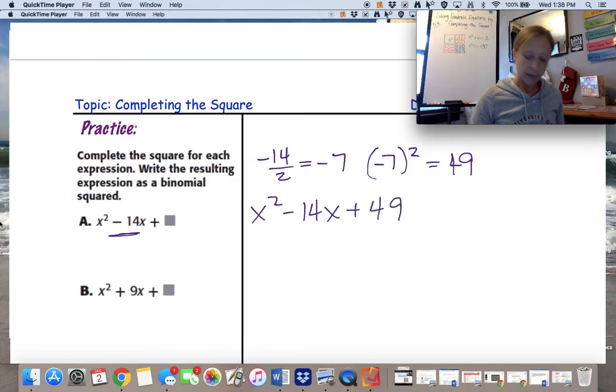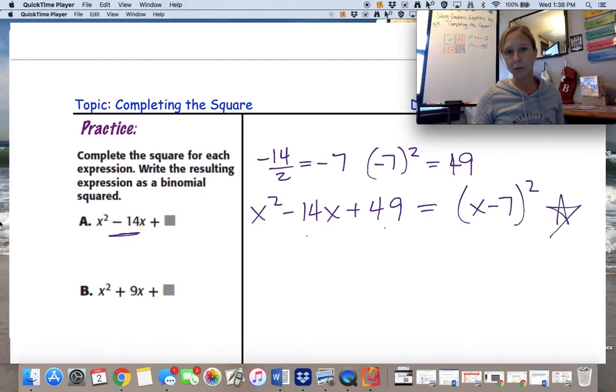Now remember, the whole point of this was to create a perfect square trinomial. And the way we can check if we did it right is we can check, well, what multiplies to 49 and adds to 14? 7 and 7. In this case, it would be negative 7 and negative 7. So if you can write it in this factored form as a perfect square trinomial, you know that you completed the square correctly. Let's try another one.